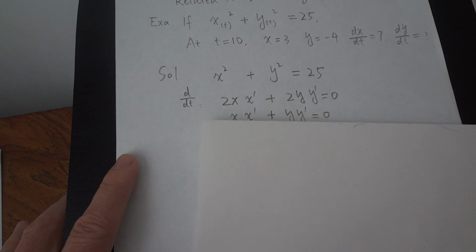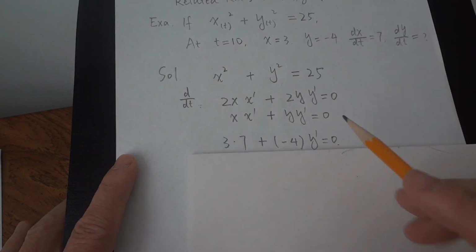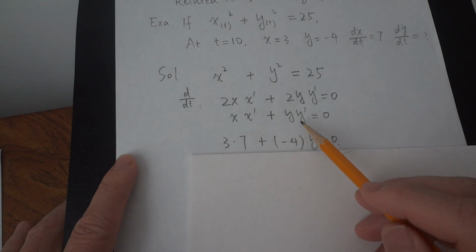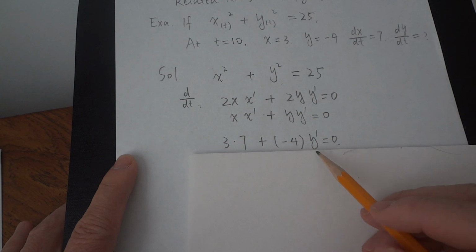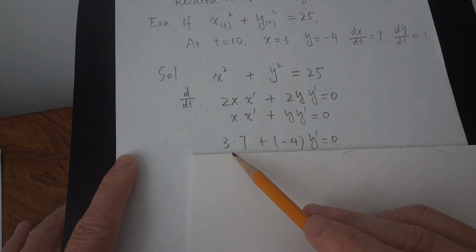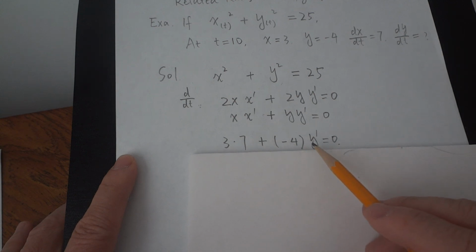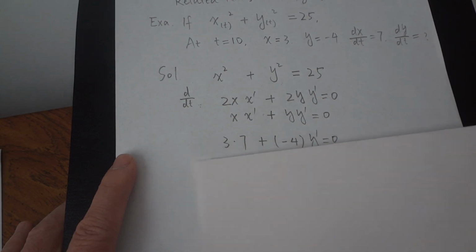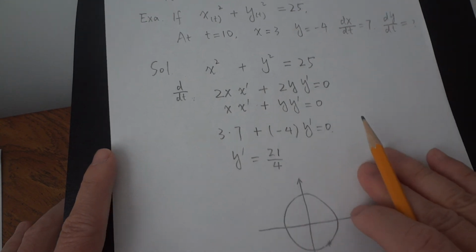All right, then just simplify the algebra, dividing both sides by 2. You get x x prime plus y y prime equals 0. Remember, you want to solve for y prime. So you put all the data into this equation: x equals 3, x prime equals 7, y equals -4, and keep y prime here. And then solve for y prime. And y prime is equal to 21/4.